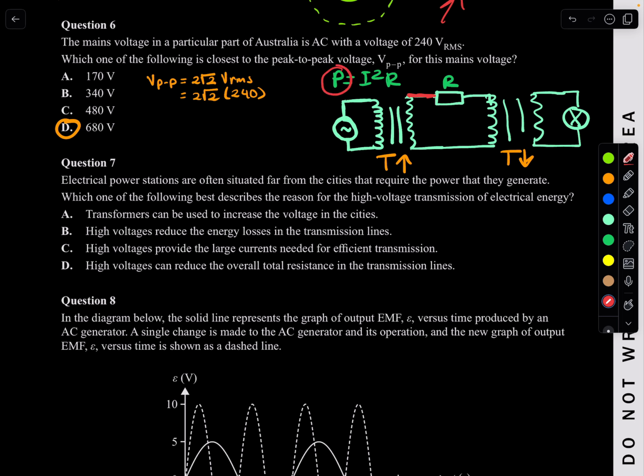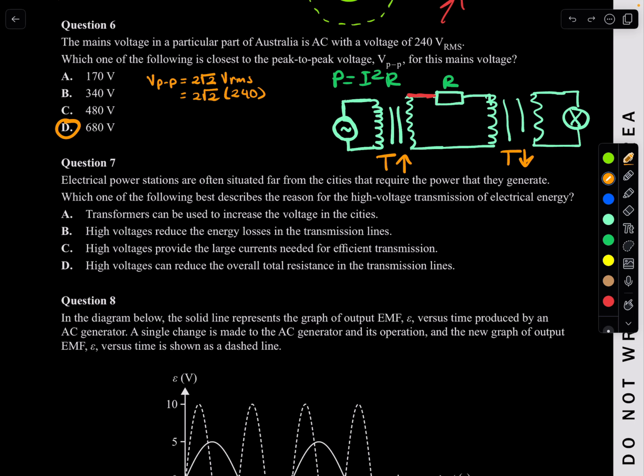That's the great thing that we try to do, so we don't lose power. That's the main reason why we use high voltage in those transmission lines. So that's why in those transmission lines, we put high voltage. Easy. Let's have a look at the answers.